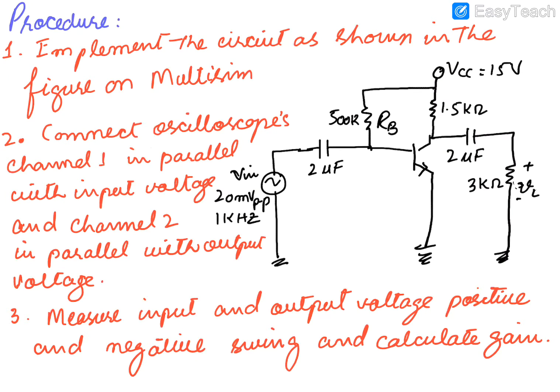So the procedure you have to follow is you have to implement this common emitter circuit. This is fixed bias circuit of common emitter amplifier. You have to implement the circuit on Multisim and simulate it. You have to connect oscilloscope on the output side as well as on the input side. Connect channel 1 with the input side and channel 2 with the output side. You have to measure the input and output voltages and the input and output voltage swing, and you have to calculate the gain VL over Vin.